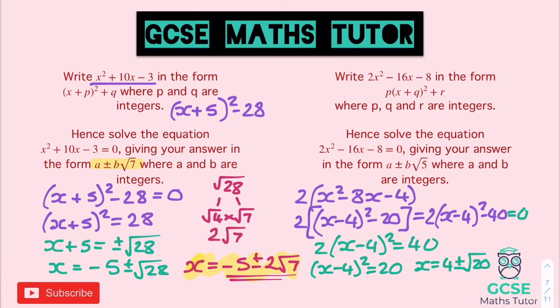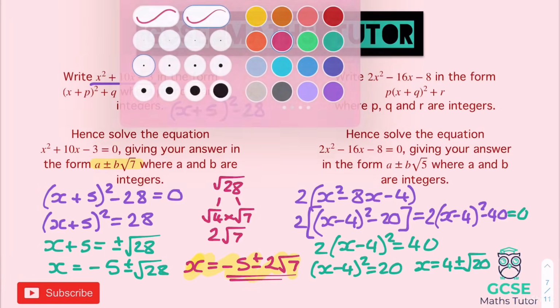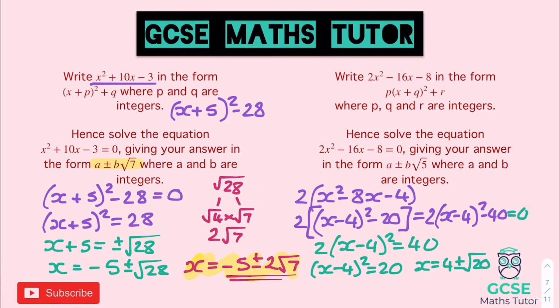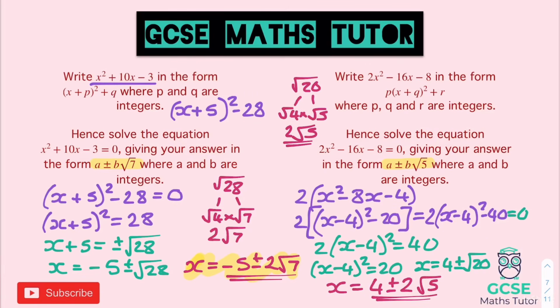And then we just need to think about that root 20 and simplifying that, because the question's asked us to put it in the form a plus b root 5. So root 20 simplifies to root 4 root 5, which is 2 root 5. So we just need to put 2 root 5 in there instead. So we have x is equal to 4 plus and minus 2 root 5. There we go, and there is our final answer. And that is it solved in surd form, in the format that it's asking for in this question.